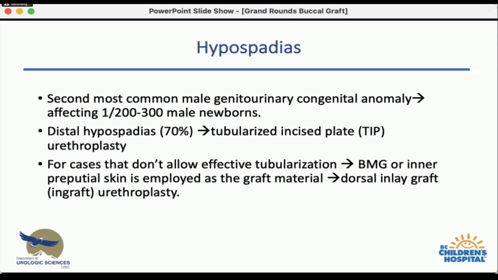Hypospadias is the second most common congenital anomaly, affecting 1 in every 200 to 300 male newborns. The majority of hypospadias are usually distal, and since the late 90s, the treatment has been with tubularized incised plate urethroplasty, also known as Snodgrass procedure. However, in boys with a small or flat glans or a shallow glandular cleft, incising the urethral plate may not allow us to have an effective tubularization. To address this problem, we need to place a graft in the defect that we have created by incising the urethral plate. So a buccal mucosa graft or an inner preputial skin is commonly employed in this procedure, and this is known as a dorsal inlay graft urethroplasty.